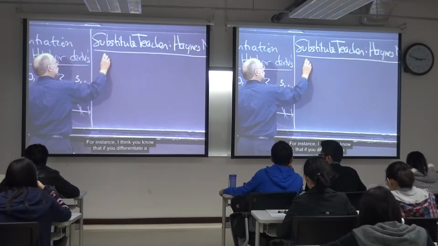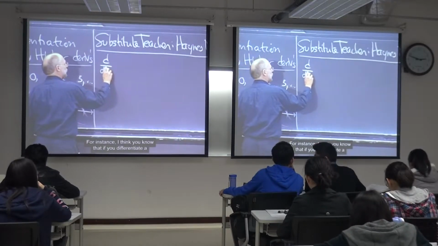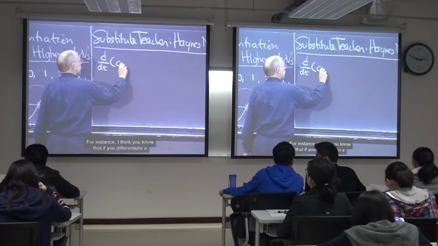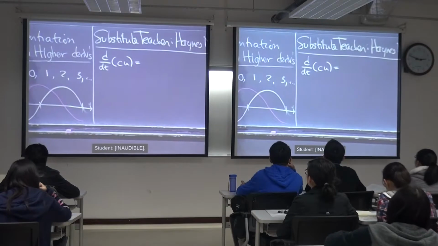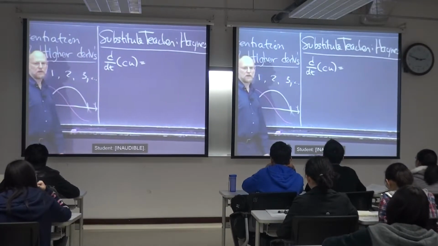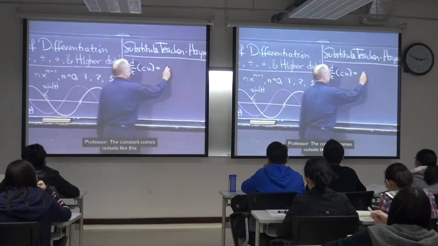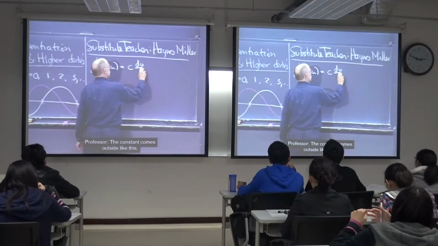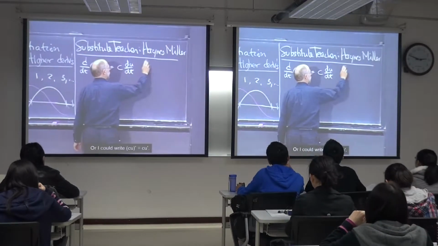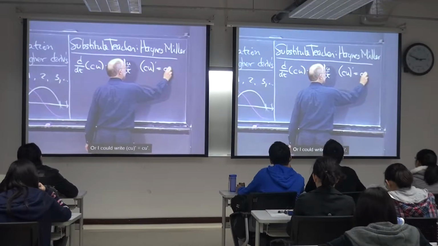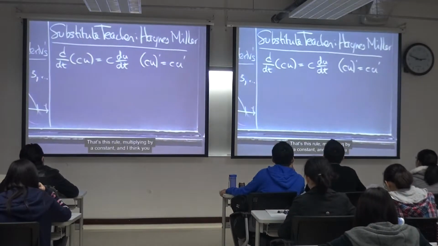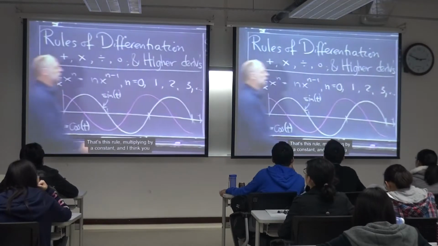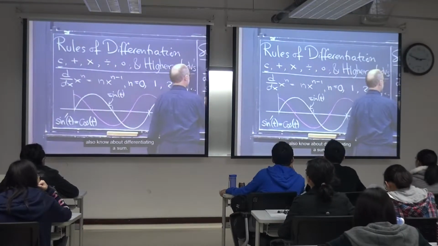For instance, I think you know that if you differentiate a constant times a function, what do you get? The constant comes outside, like this. Or I could write (cu)' is c u'. That's this rule, multiplying by a constant. And I think you also know about differentiating the sum.